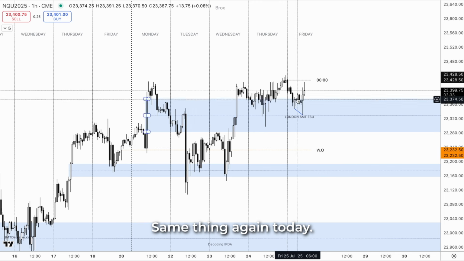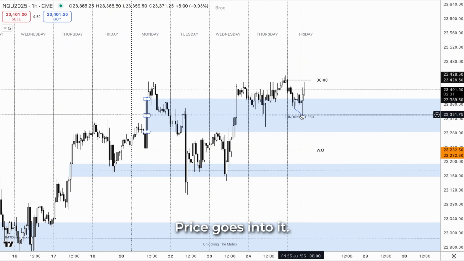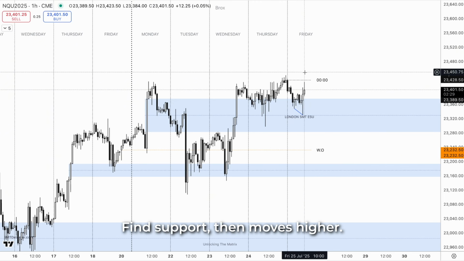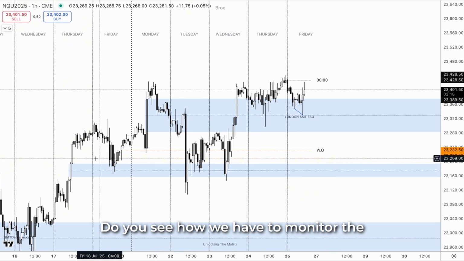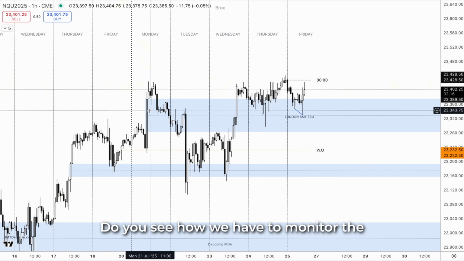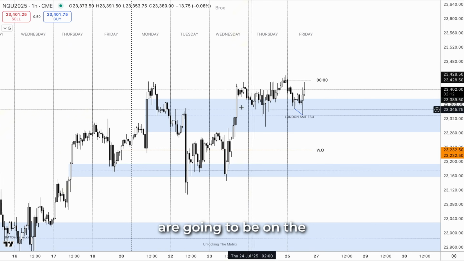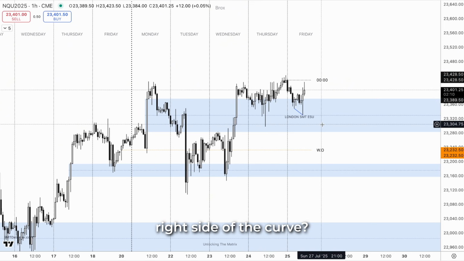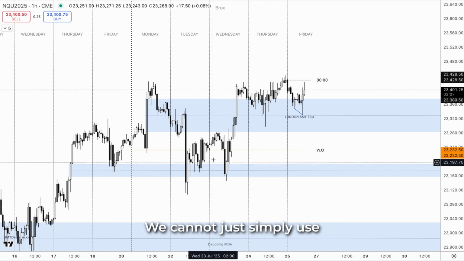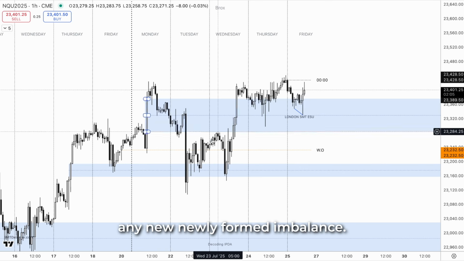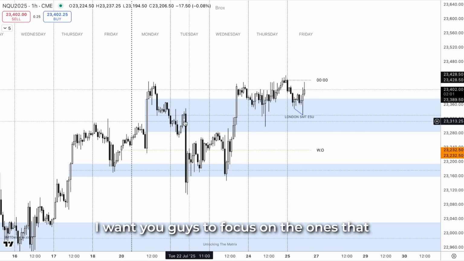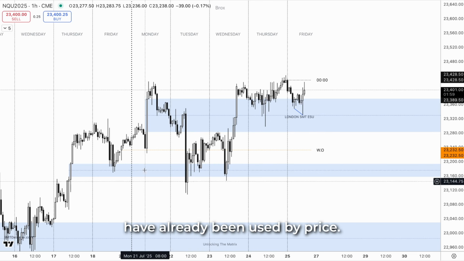Same thing again today. Price goes into it, finds support, then moves higher. Do you see how we have to monitor the left side of the curve to understand what our points of interest are going to be on the right side of the curve, right? We cannot just simply use any newly formed imbalance. I want you guys to focus on the ones that have already been used by price.